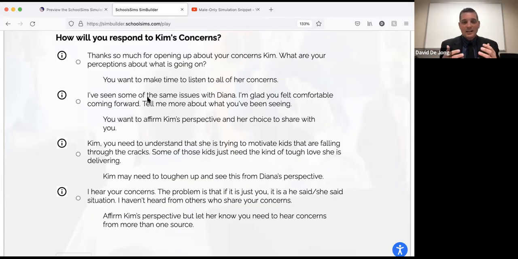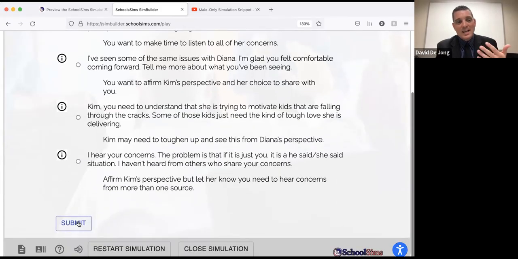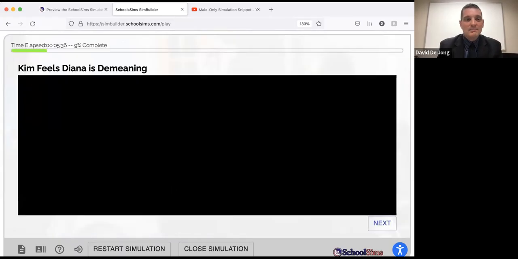And we talk about a leader's tone and their body language, because you can say that all different ways. You can say, I've seen some of the same issues with Diana. Or you can say, yeah, I've seen some of the same issues with Diana. And that is something that you may not be able to talk about as easily in a case study. So I'm just going to keep this going. And at the next decision point, I'm going to send you into a breakout room to talk about it a little bit deeper. So since most of us said A, let's see how Kim responds.